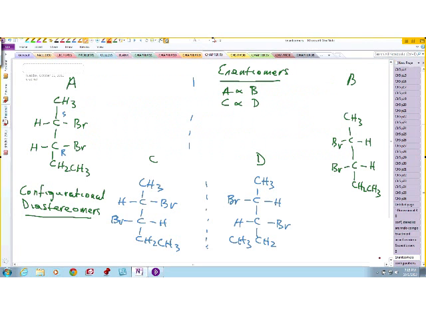Okay. So if we go back to here, what is the relationship between molecules A and C? They are configurational diastereomers, A and C. About B and C. B and C, they are not mirror images, even though they are stereoisomers. And each one of them contains more than one chirality carbon. So therefore, B and C are configurational diastereomers. About A and D. A and D. About B and D.